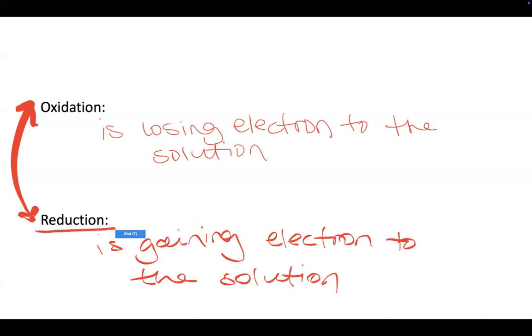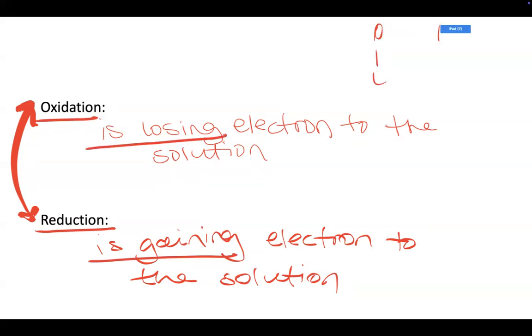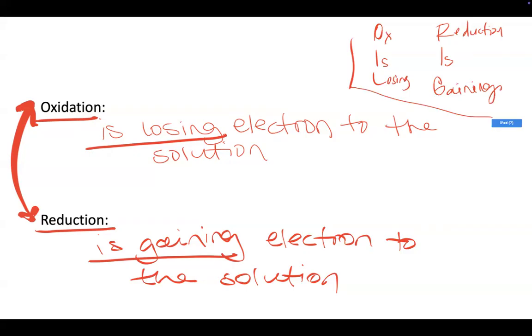So what you need to know is reduction is gaining and oxidation is losing. And there happens to be a handy mnemonic. So OIL RIG: oxidation is losing, reduction is gaining. All right, so if you can remember OIL RIG, then you'll be set for this question.